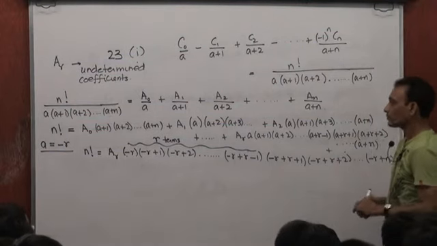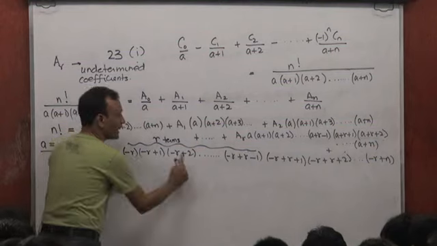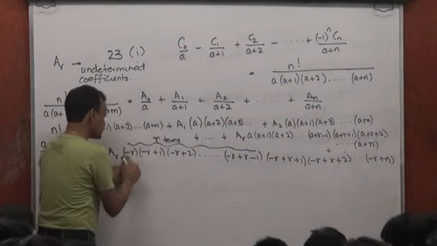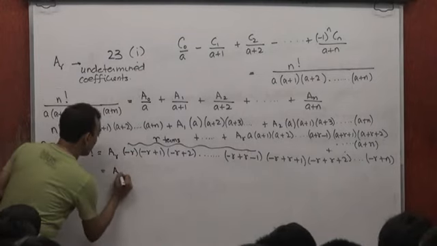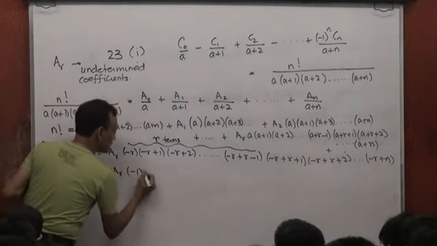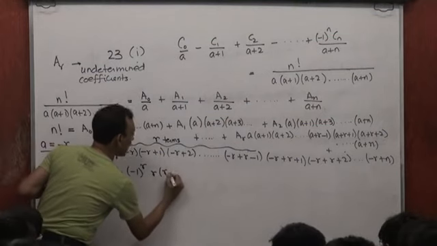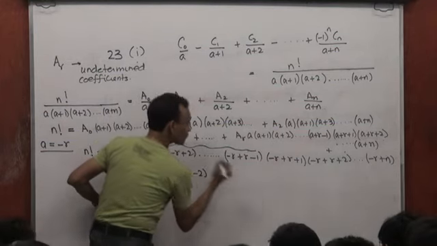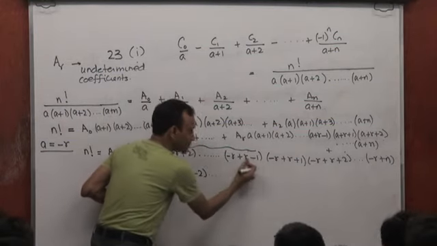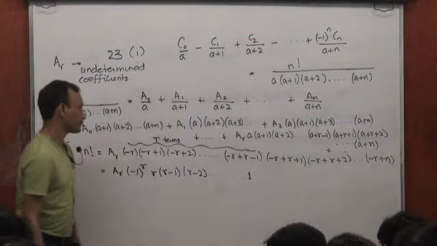Now, if I took minus common from each of them, then I'll get minus 1 to power r. If I took minus common from these terms, what would I get? AR, minus 1 to power r, and then I have r into r minus 1 into r minus 2 down to 1, because this would become plus 1, right? Yes or no?